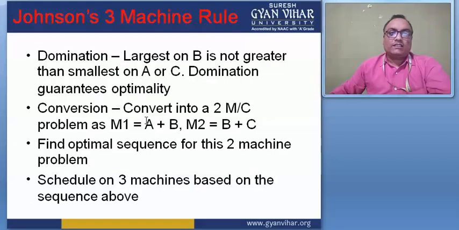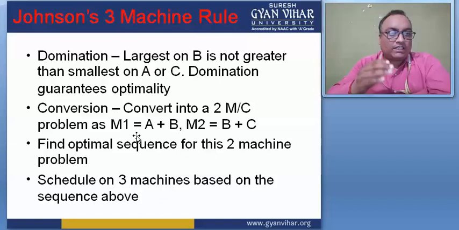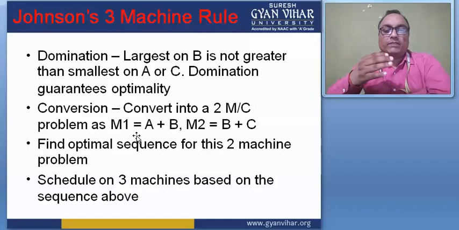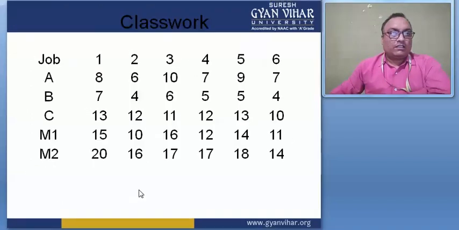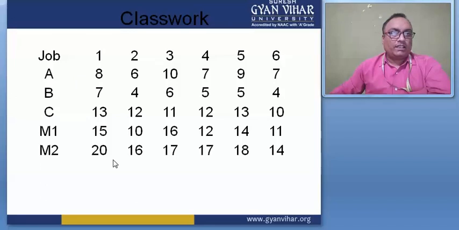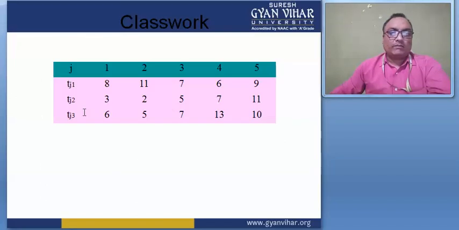This is Johnson's 3 machine rule, and to convert the 3 machine problem to a 2 machine problem, it gives M1 equal to A plus B, or M2 equal to B plus C. Here are the different types of machine 1 and how to work in machine 1 and machine 2 also, right? There is a schedule on 3 machines based on the sequence above, right? Then this is a different type of machine problem, and this is also a 3 machine problem for the classwork.